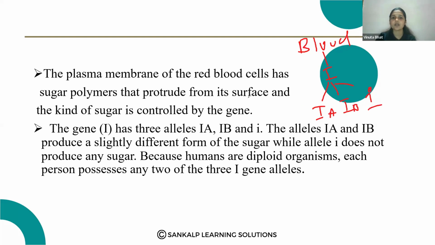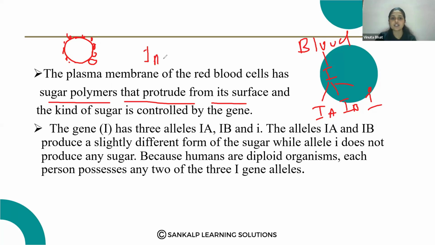i allele. Okay, so this I gene is responsible for the plasma membrane of the red blood cells, which has sugar polymers that protrude from its surface, and that kind of sugar is controlled by the gene. Okay, so just imagine this is the red blood cell. This red blood cell has some sugar polymers on its surface. For example, these are the sugar polymers present on the red blood cells. So that is controlled by the I gene.